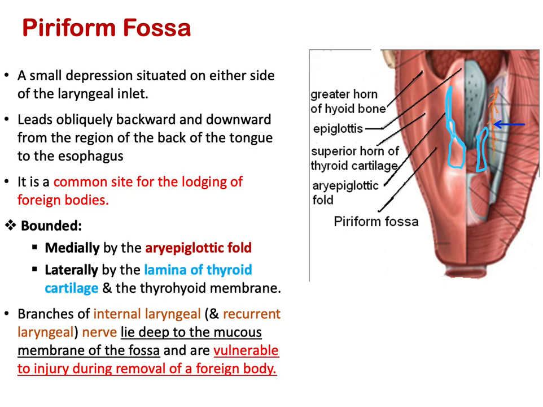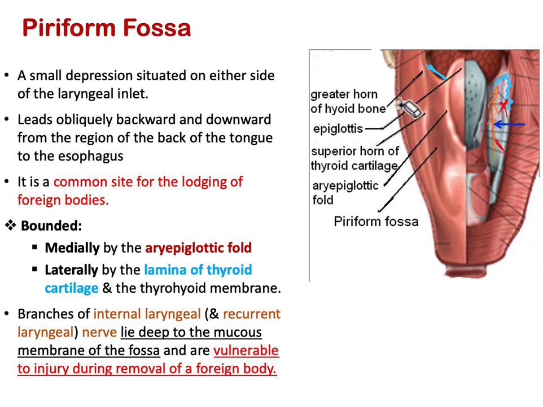So there is a membrane. This membrane between the arytenoid cartilage and the epiglottis is called the aryepiglottic fold. This is medially. Laterally, they are guarded by the lamina of the thyroid cartilage on both sides and the thyrohyoid membrane. As I mentioned earlier, from thyroid cartilage to hyoid bone. So this is the lateral border. That means this fossa here is the piriform fossa.